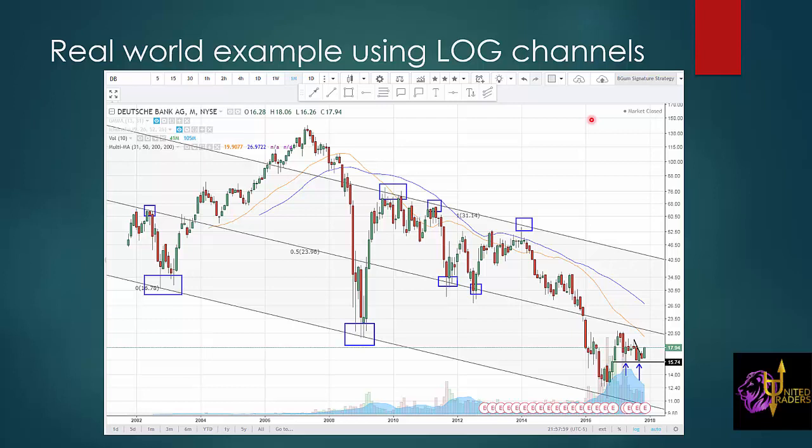Here's a real-world example using log channels. We just talked about trend lines, support, and resistance. Here is a trade a buddy of mine recently took. We're looking at the monthly chart here. Again, logarithmic scaling. You can see it's logarithmic here.